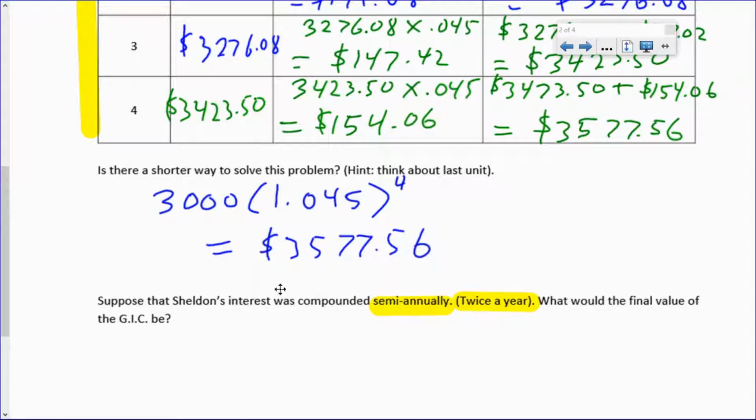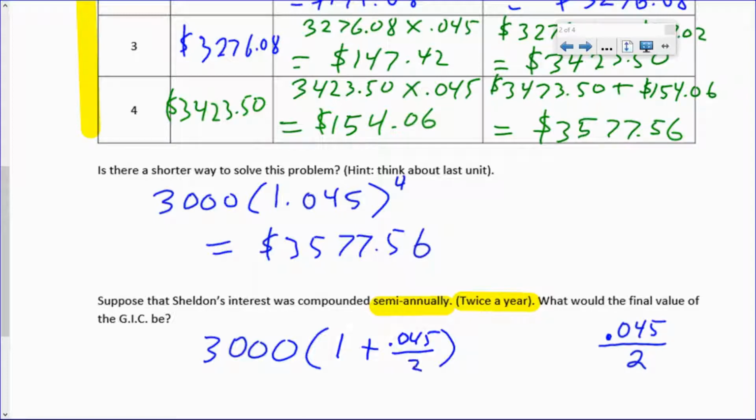So imagine Sheldon's interest was compounded semi-annually instead. How would that change the problem? Well, at the end of 6 months, he's going to get some interest, but he's not going to get 4.5% in interest. He's going to get 4.5% divided by 2 because it's only been half a year. So our new growth rate is 0.045 divided by 2, which would be 2.25%. I didn't write 2.25 here, but I could have.